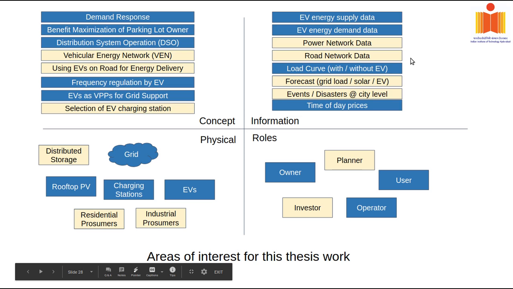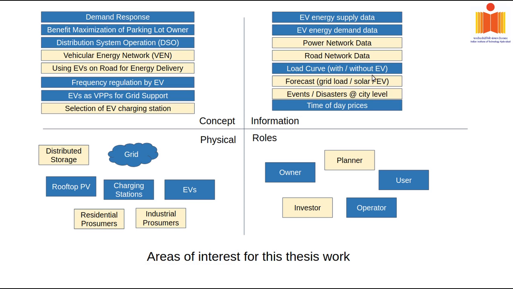This is another objective. In the overall concept map, the concepts that are applicable I have shown in blue color. For example, electric vehicles on roads is not required, vehicular energy network still not required, road network data, power network data. Some of the things are not required. They can be studied, but for this case study which I am going to discuss, they are not required.